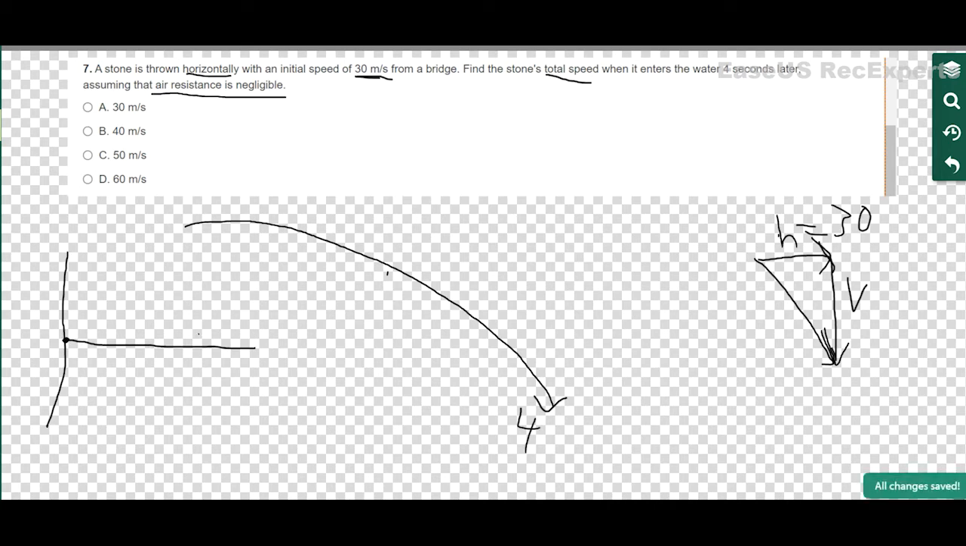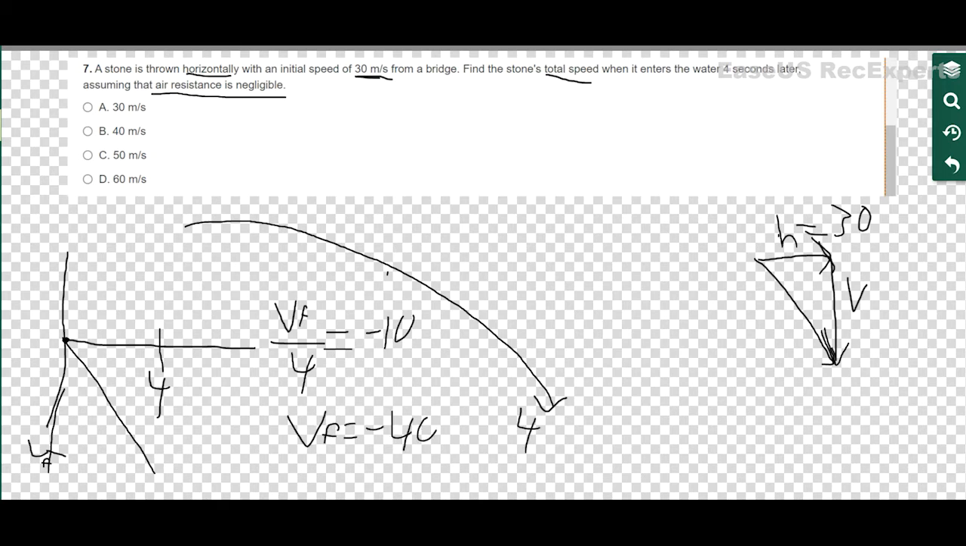Because our time is equal to 4, and we're accelerating at negative 10 meters per second squared again, our rise over our run, where we label this v final, our final velocity, is v final over 4, which is equal to negative 10. Then we can isolate v final to get negative 40. And that will be your final vertical velocity.